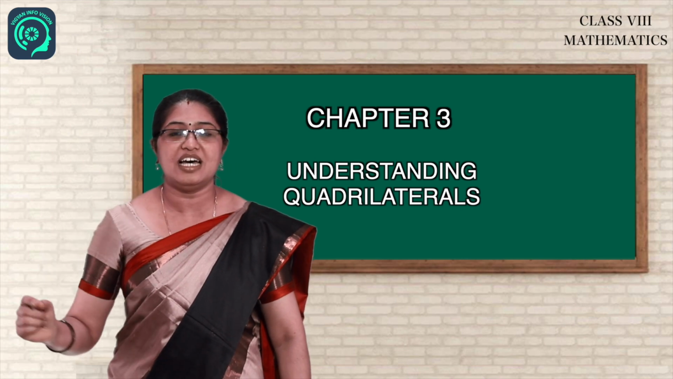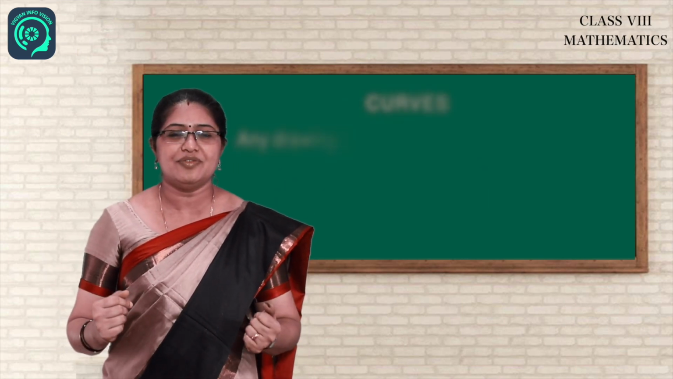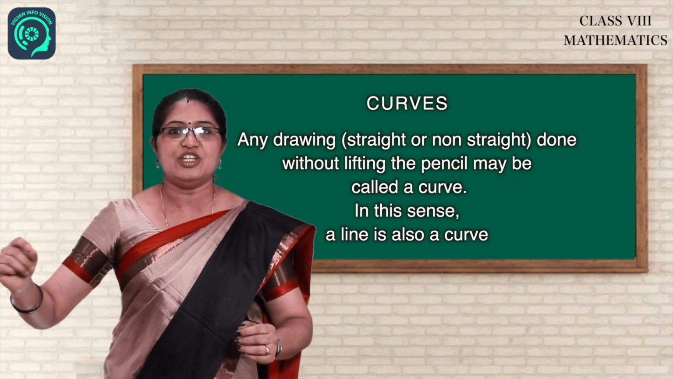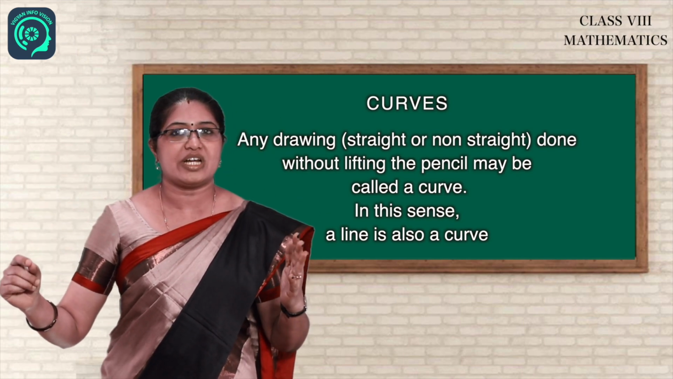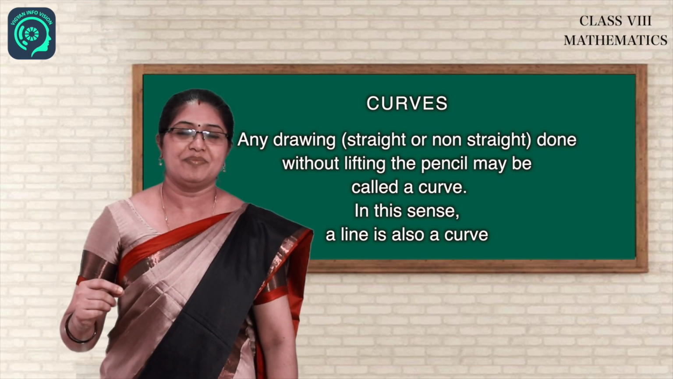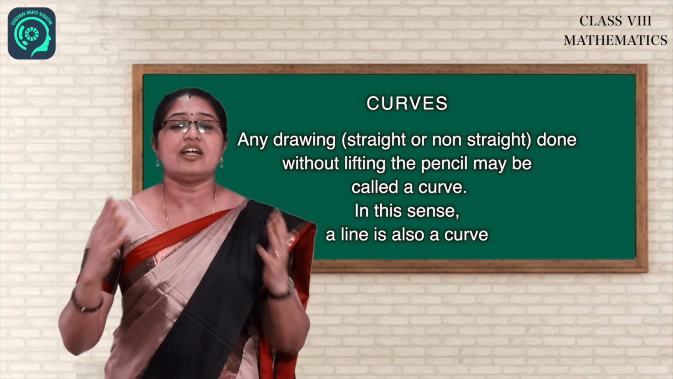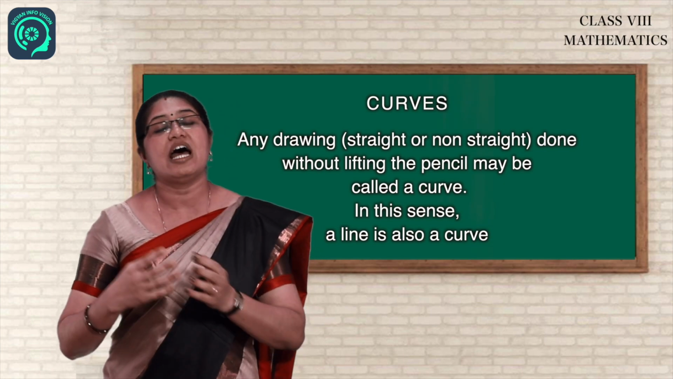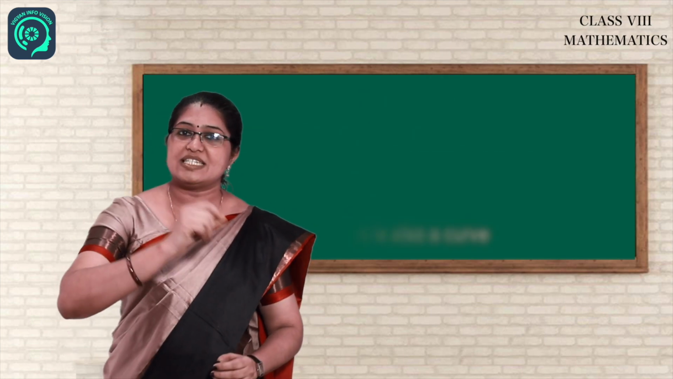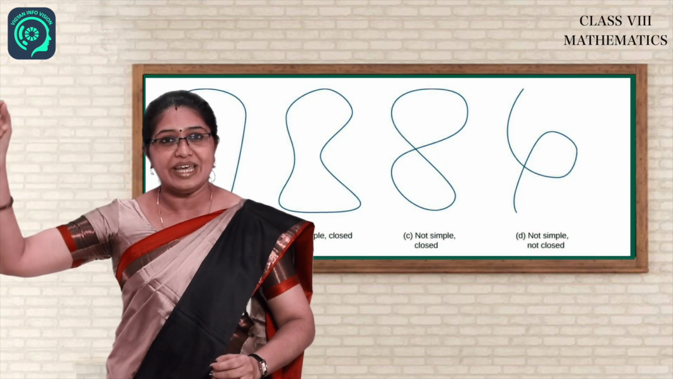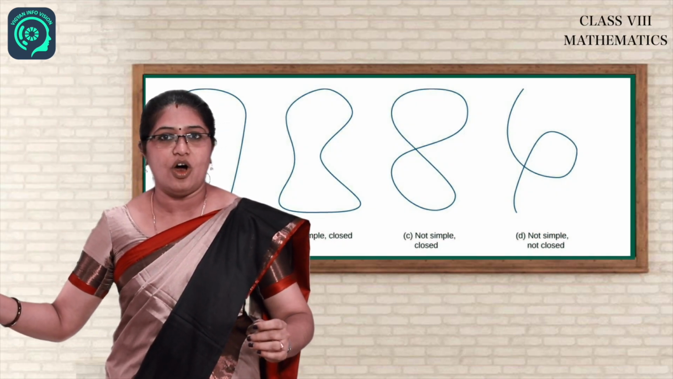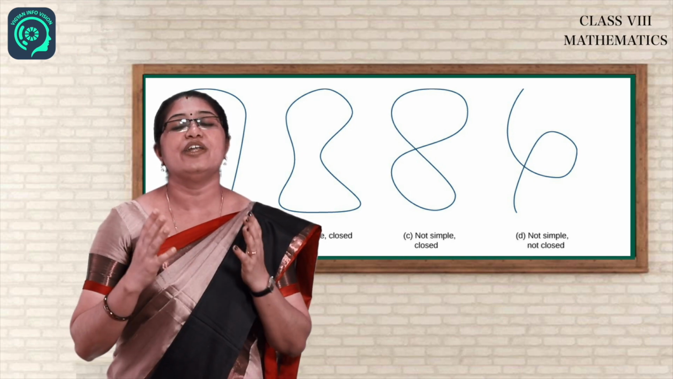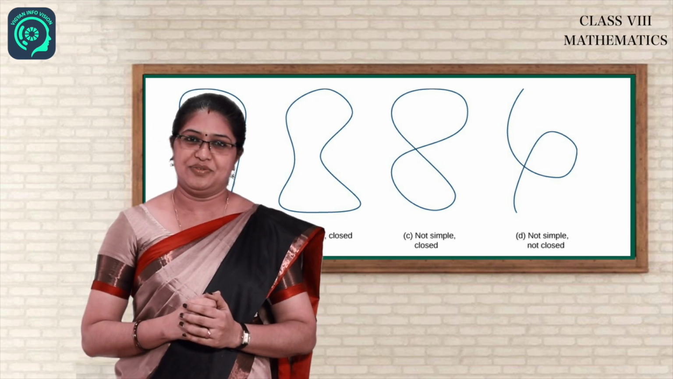A simple curve. What is a curve? It is any drawing. You start from a point and you move on. It can be straight or non-straight. It is a curve. So there are different types of curves: simple curve and non-simple curve. You are starting from a point and moving and it goes on and it is not intersecting the same line, then you call it a simple curve.